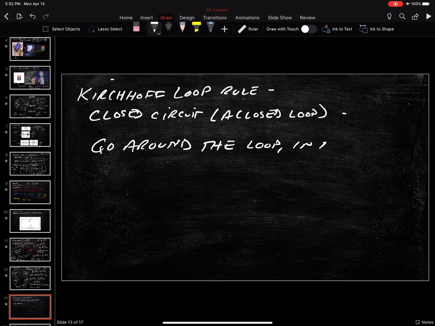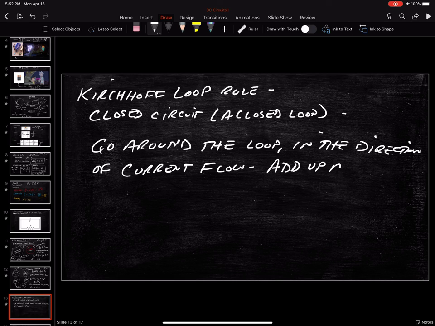Okay, in the direction of current flow. And we're going to see examples of this as we go on. Okay? In the direction of current flow, add up all the changes in voltage around that loop.